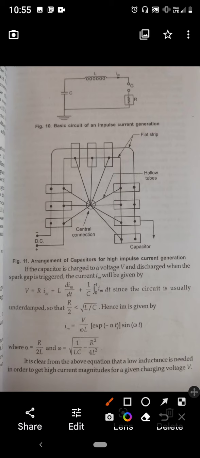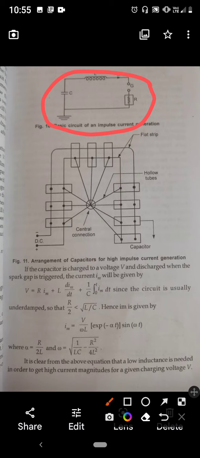So you are looking at this figure. It is basically a single line diagram of the basic circuit of impulse current generation. You can easily see that a capacitor is connected in series with the inductor and a resistance R. The R is basically a dynamic test resistance of the system, and L is an air cooled high reactance inductor.